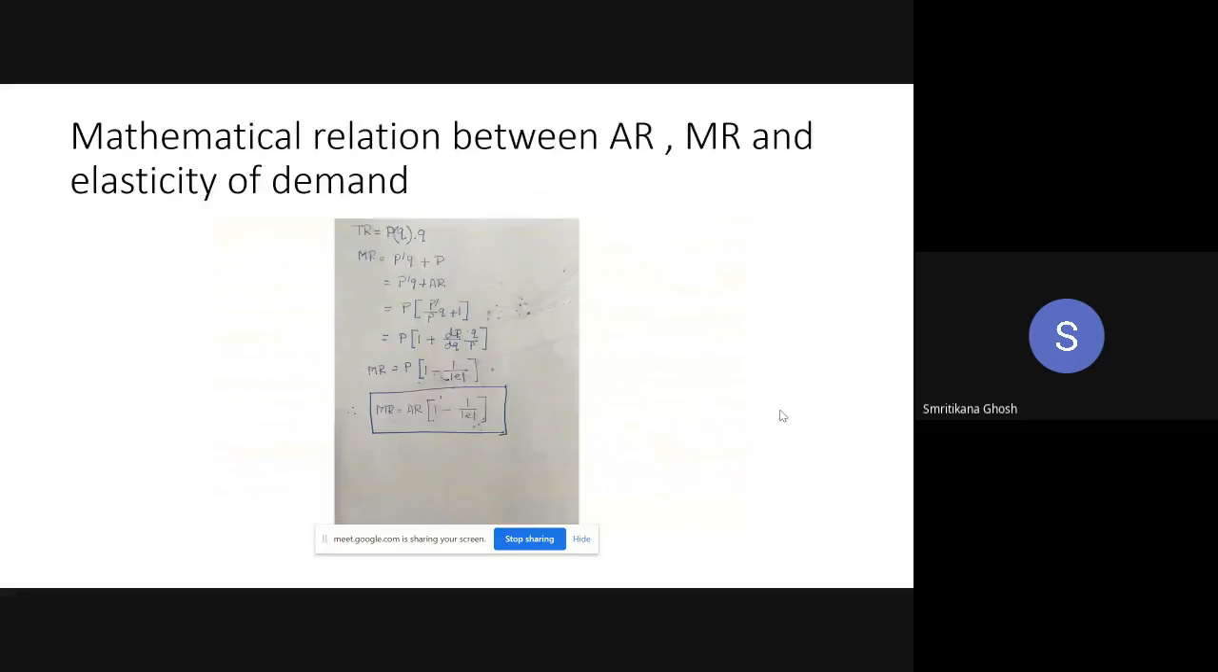So what is the next? As I said in my last class, there is a particular relation between the AR, MR and the elasticity of demand. So here it is. Can you see this paper? Can you see this slide properly?